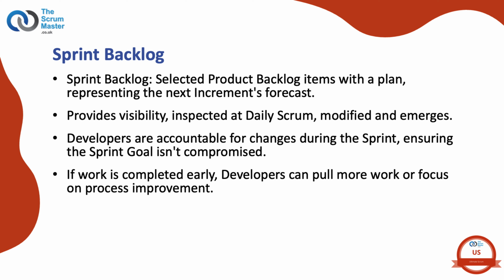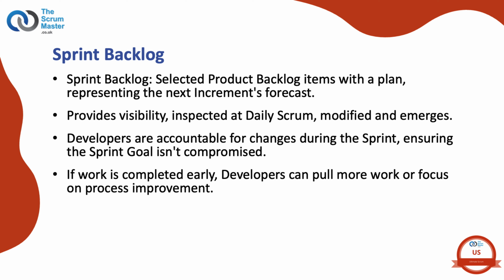The sprint backlog is one of the 3 Scrum artifacts. It is the set of product backlog items selected for the sprint, plus a plan for delivering the increment and realizing the sprint goal. It is created in sprint planning and updated throughout the sprint.